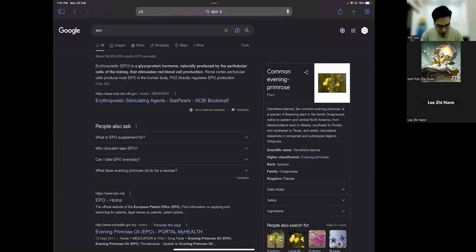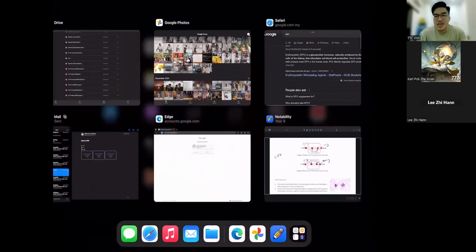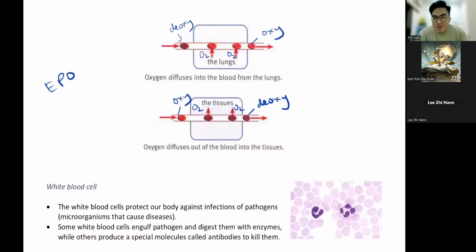Okay, EPO, erythropoietin. What is it? This is a performance enhancing drug. Do you know what a PED is? A performance enhancing drug is basically the drug you take to make you perform better in sports. Basically, cheating. And this is what we call doping. Have you guys heard of what doping is?